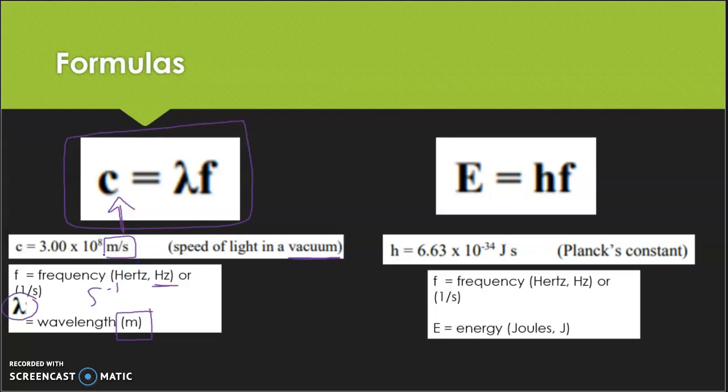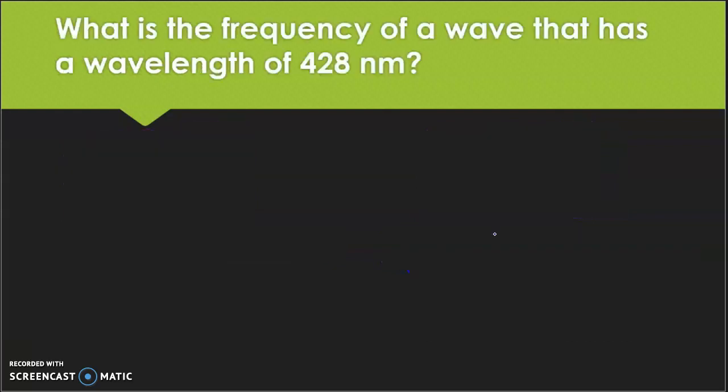The other equation is the energy of a wave. E equals h, which is a constant, Planck's constant, Max Planck, times the frequency of the wave, and that h is always this value. So let's get started.